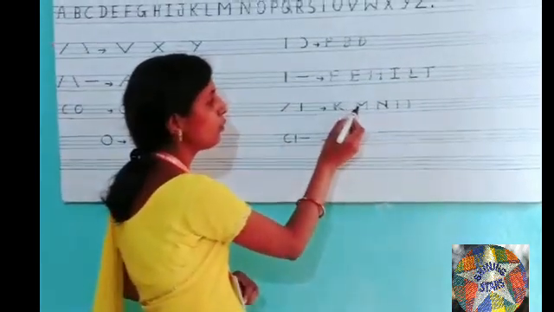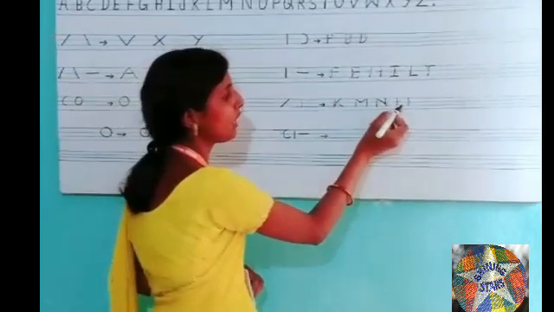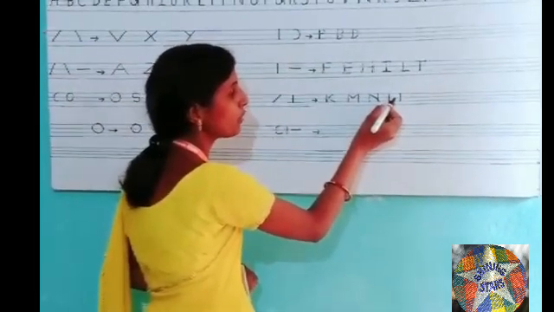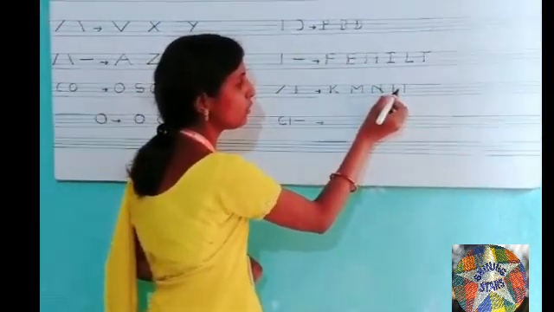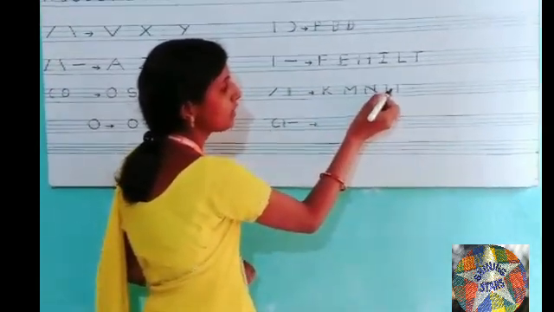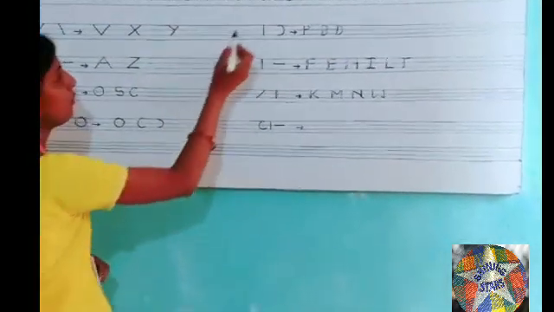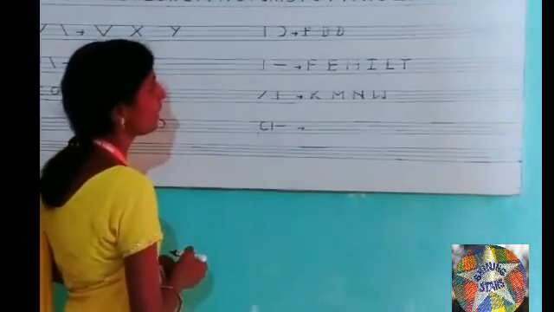In M, we drew the slant line above the blue line. Now we will draw a slant line down from the green line. Second green line to first green line. Slant line we will draw again, second green line to first green line. It becomes a W.